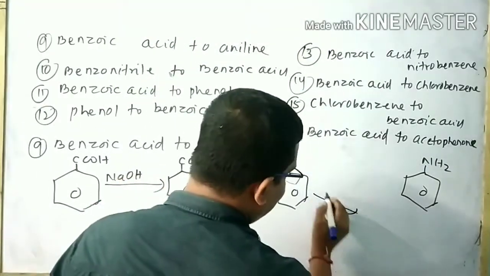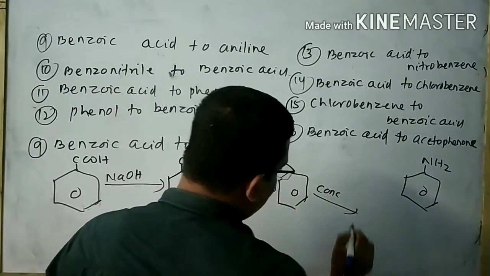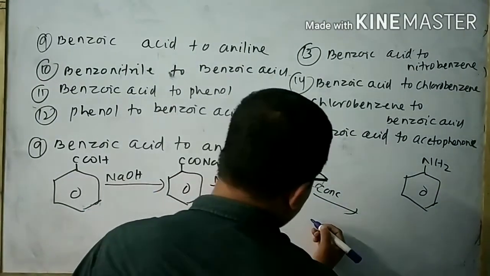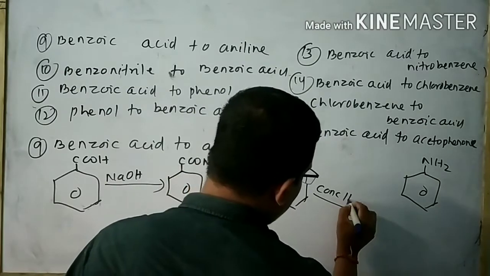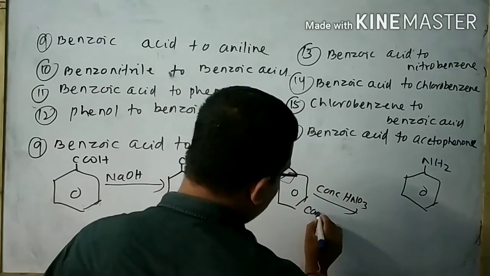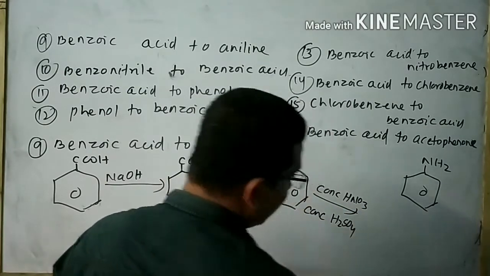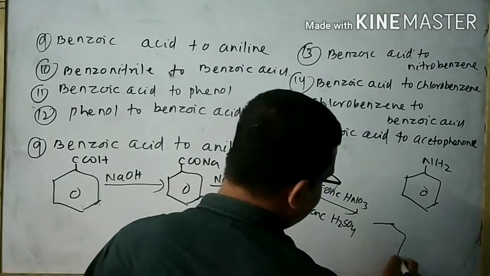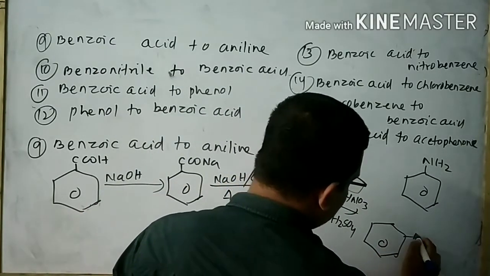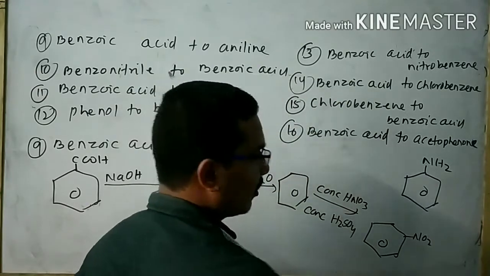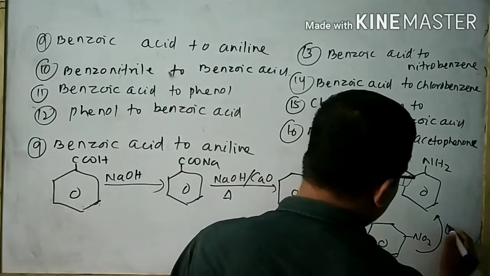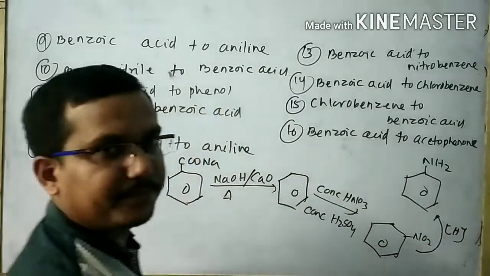Now benzene is subjected to nitration, that means reaction with concentrated HNO3 and concentrated H2SO4, then nitrobenzene is formed. This nitrobenzene undergoes reduction, gives the aniline.